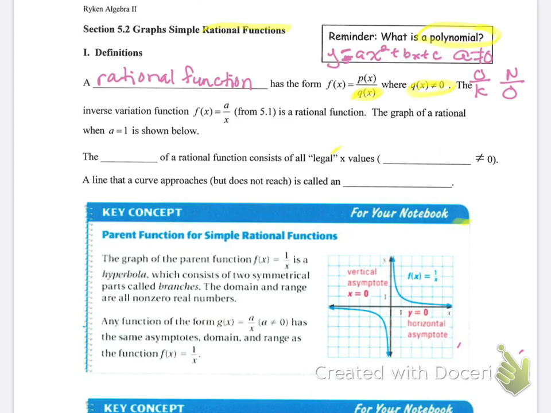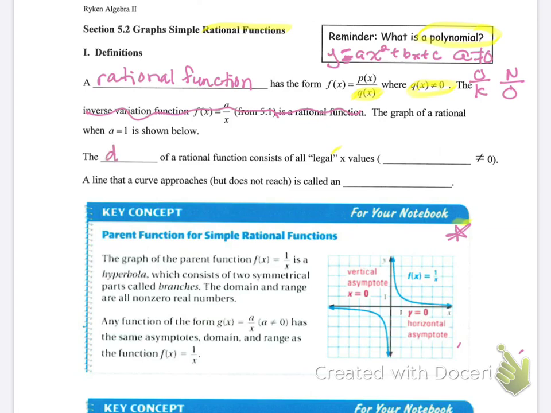We're skipping 5(1), so I'm just telling you that it's the inverse of that function, but we're going to skip that this year. The graph of a rational function when a is equal to 1 is shown below, down here. All right, so this is like the parent function, the normal one.